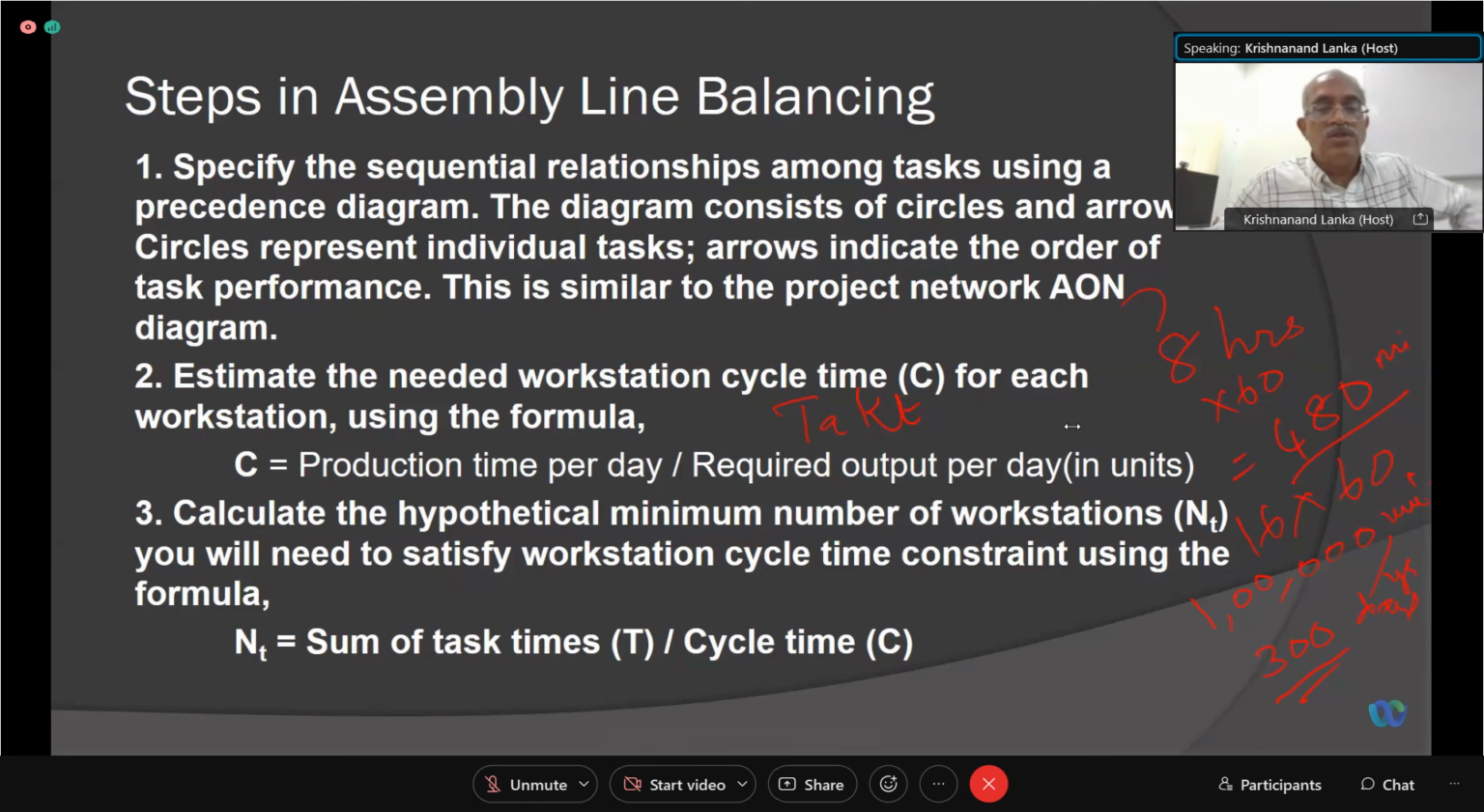Now the third step in assembly line balancing is to calculate the hypothetical minimum number of workstations, NT, you will need to satisfy the workstation cycle time constraint using the formula. So how many workstations do you need? NT is nothing but the sum of task times divided by the cycle time.